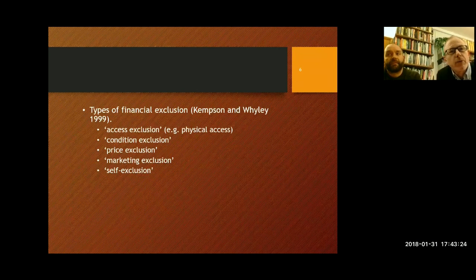But there's also exclusion through conditions. So if you don't have the right kind of socioeconomic profile, then you wouldn't even qualify for certain financial services. Then there's price exclusion, just because people can't afford it, and marketing exclusion, which is where people don't even know about these things because there's a selective marketing of certain products to some people and not others, combining this with spatial geodemographics to make sure they concentrate their activities in particular areas.